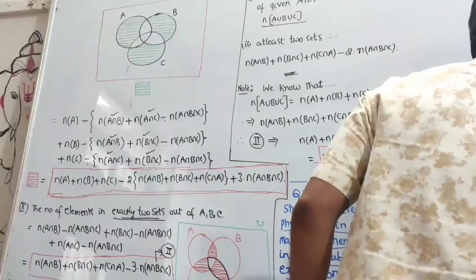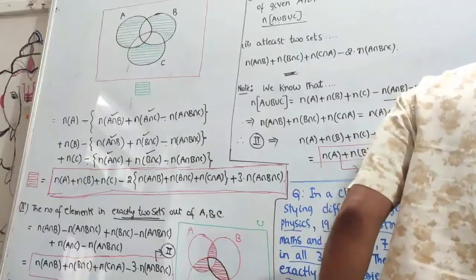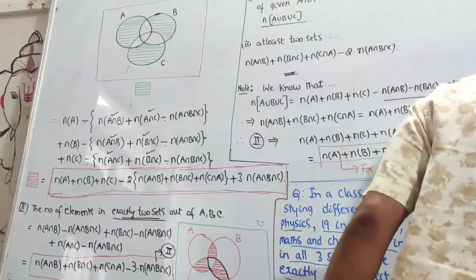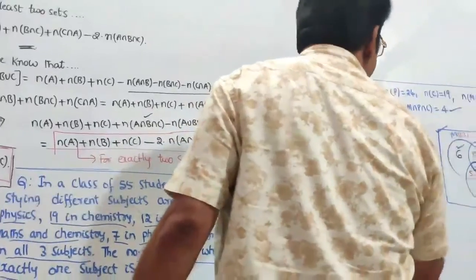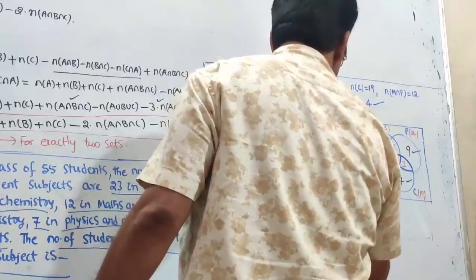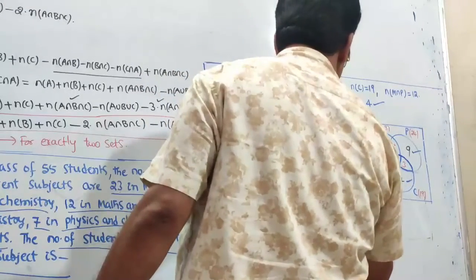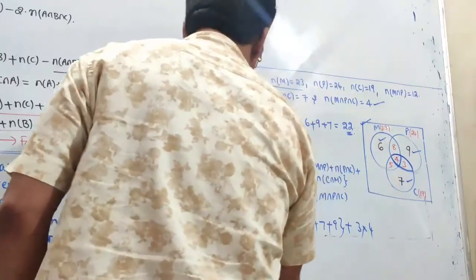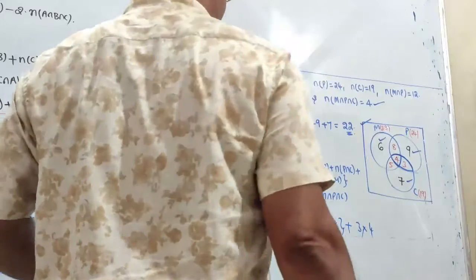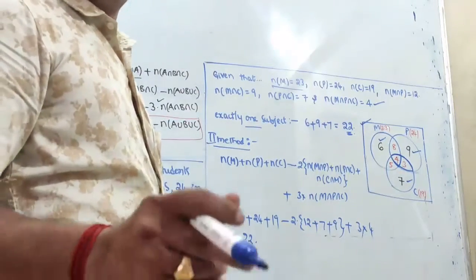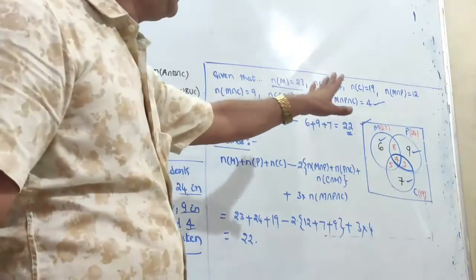23 plus N of P 24, N of C 19, minus 2 into intersection MP 12, PC 7, CM 9. Next plus 3 into 4. So you can calculate this, it is 22. We are obtaining the same answer. So for exactly 2 sets or for exactly 1 set, you can follow either the formula or the Venn diagram.